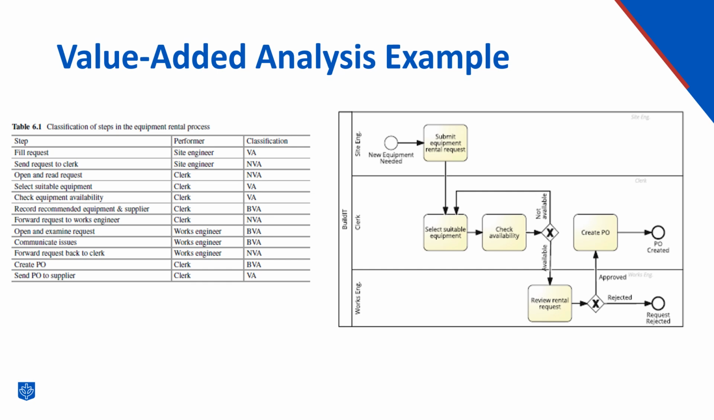The next step would be sending the request to the clerk, but this essentially does not provide any value to the process. So this is a non-value adding step. And then lastly is an example of a business value adding step, creating a PO, which is done by the clerk.